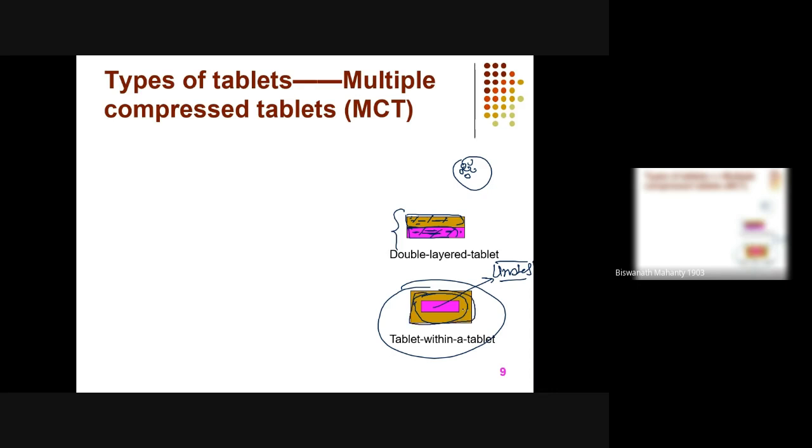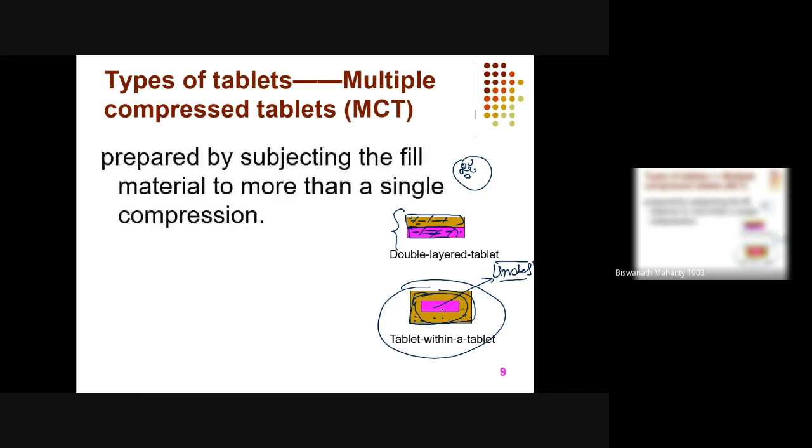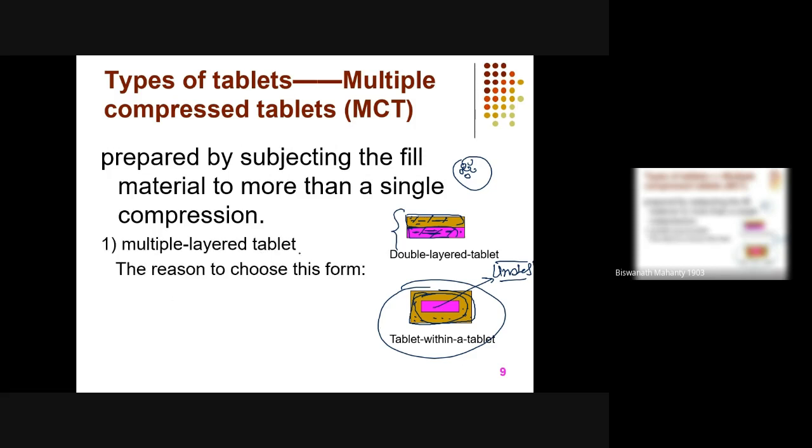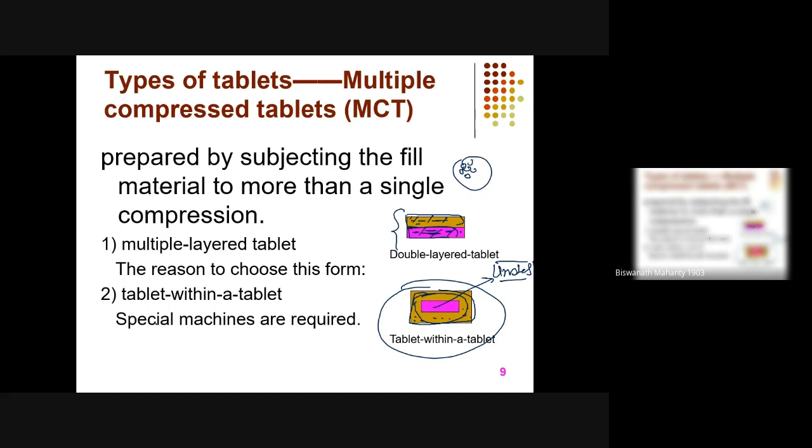Of course, this portion also has some drug, so more than one drug. If you ask about multiple compressed tablets, or MCT, the main purpose is that we can have more than one compound and we do not want them to react, right? So we can have a multiple layered formulation. Why? We can give them separately.